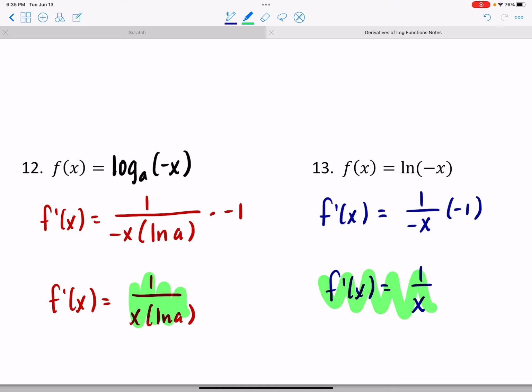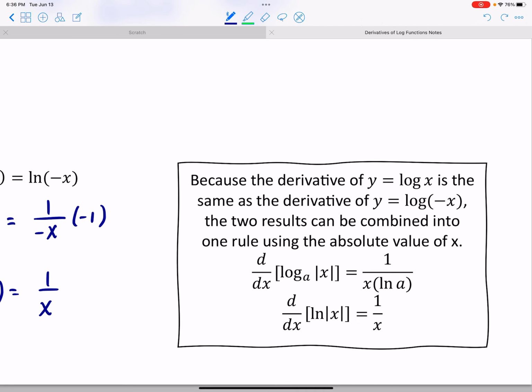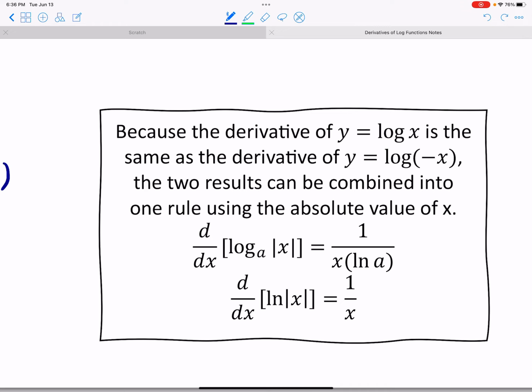Because taking the log or the natural log of the positive or the negative leads to the exact same thing, we can condense this into one definition using a symbol that I know you've seen before, and that's what I have over here. Because the derivative of the log of x and the log of negative x are the same, the two results can be combined into one rule using the absolute value. So I could say it's the log base a of the absolute value of x. So whether it's positive or negative, this is going to be my result. And the same thing here, natural log of the absolute value of x, its derivative is still going to be 1 over x.